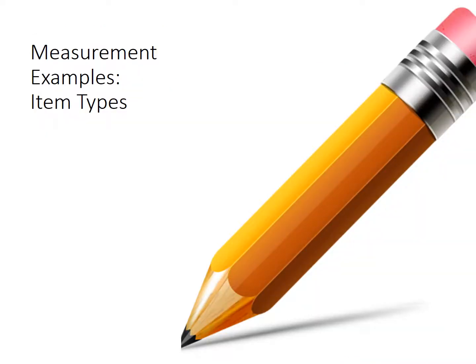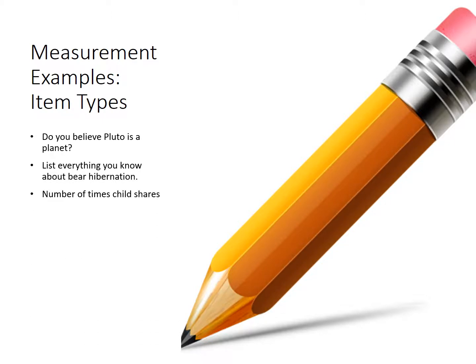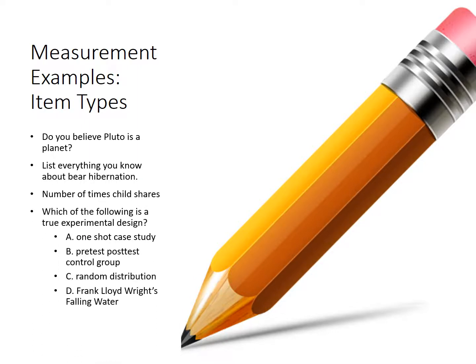And again, we have some item type examples. Do you believe Pluto is a planet? List everything you know about bear hibernation. Number of times the child shares in an hour period, let's say. And which of the following is a true experimental design, with A, B, C, and D? So again, thinking about how would I score this on a test? The first one's obviously an open response essay type question, so I'd have to have some kind of rubric or consistent way to score that. And that inter-rater reliability on this item is going to be really important.